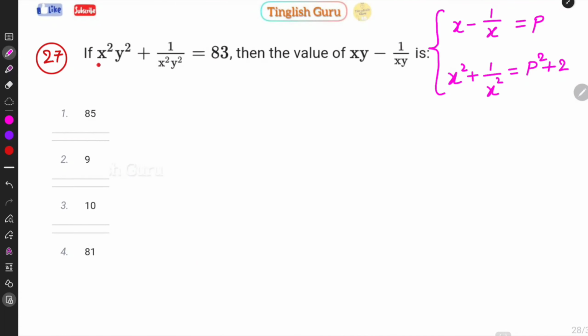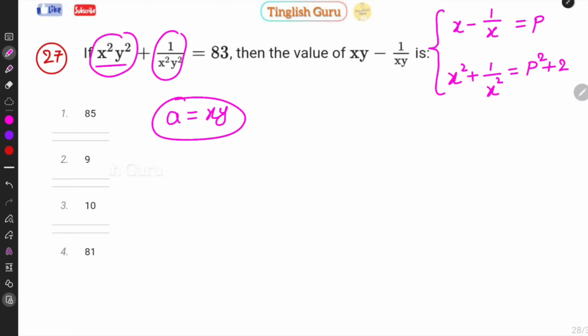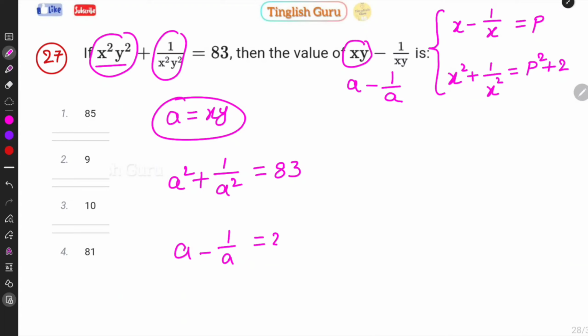here see, this is in the form of a square. Let us say a is equal to x into y. Then this is in the form of a square and this is in the form of 1 by a square, right? a square plus 1 by a square. The value is given as 83. And what we have to find? xy means a, 1 by xy means 1 by a. Very simple. a minus 1 by a value we have to find.